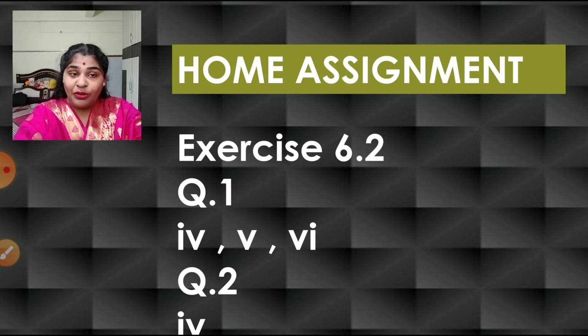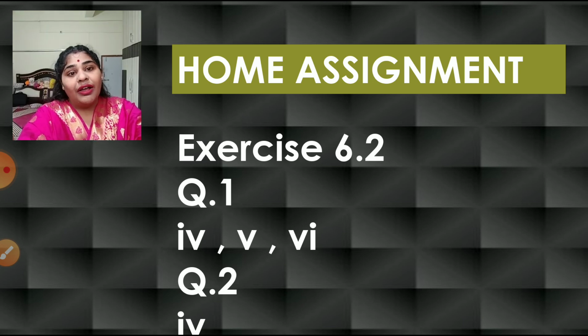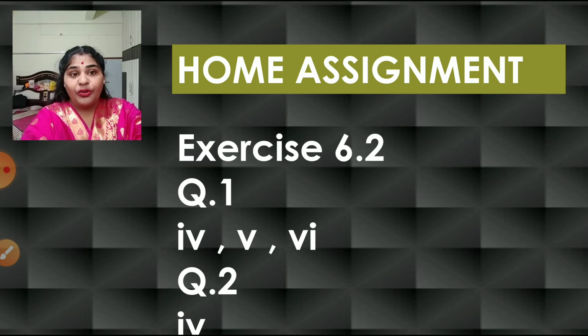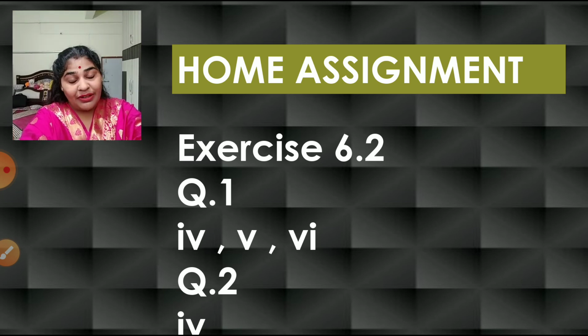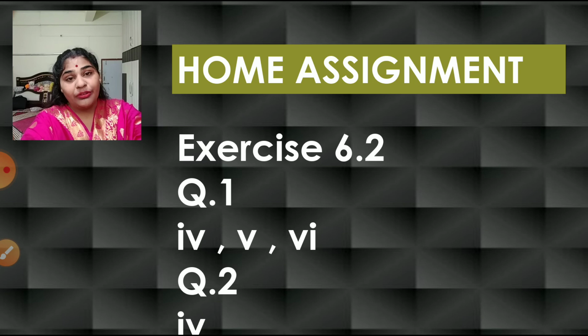So today I will give you a home assignment. Try it, children, on your own. The concept will be clearer when you practice by yourself. So exercise 6.2, question number 1, the 4th, 5th and 6th, where you are going to find the square of the numbers using the identity. And question number 2, the 4th one, where you are going to find the Pythagorean triplet.